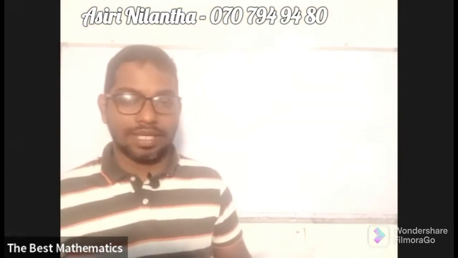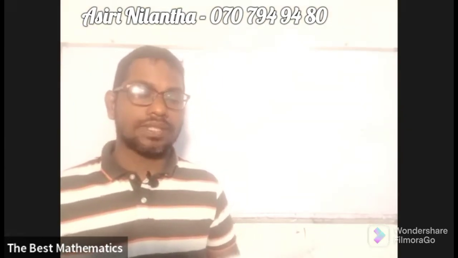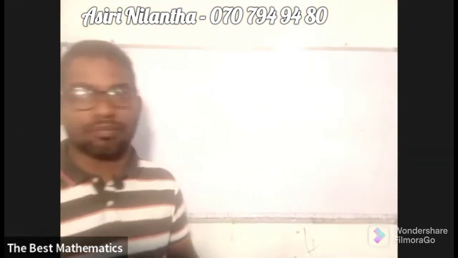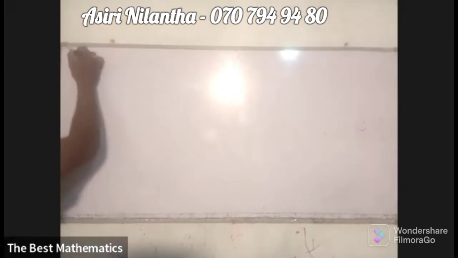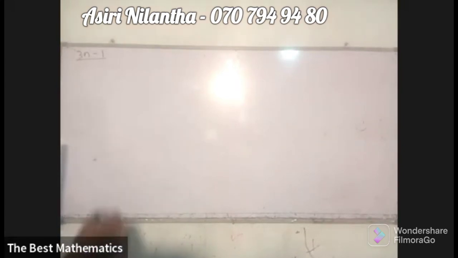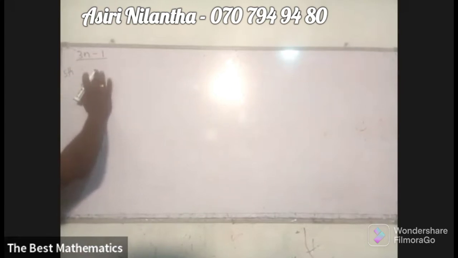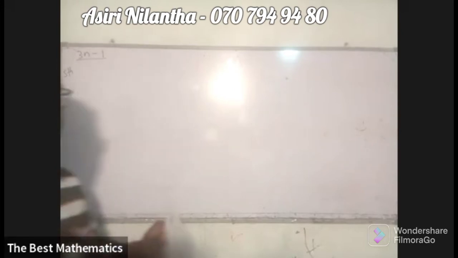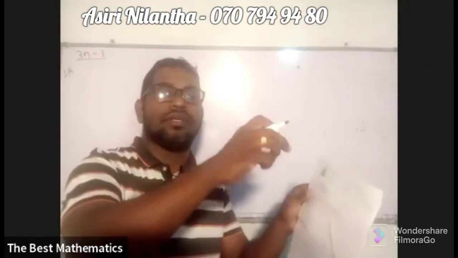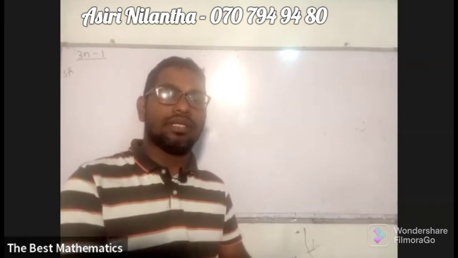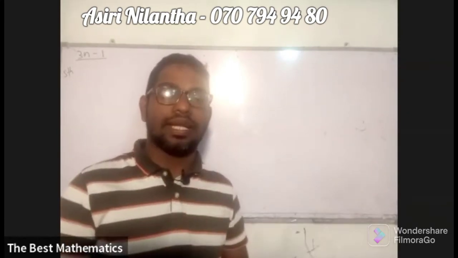Yes, a few general terms are given. You have to find the 5th, 8th, and 12th terms in these number patterns. The first one is 3n minus 1. If you have to find a fifth term or any term, apply the term number to the n in the number pattern and then simplify.